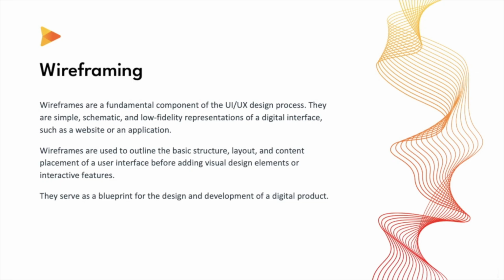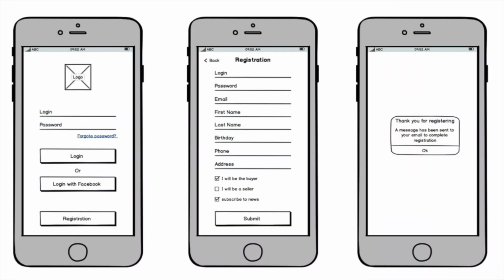So basically we are using the wireframes to outline the basic structure, layout, and content placement of a user interface before adding any visual design elements or interactive features. As I mentioned, they serve as a blueprint for the design and development of a digital product. So let me show you an example.